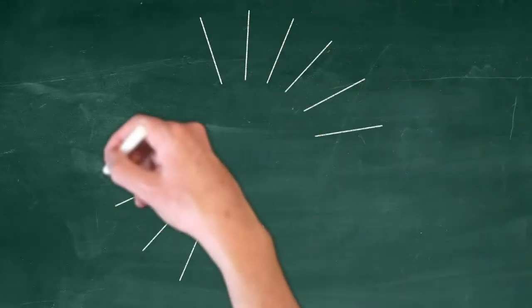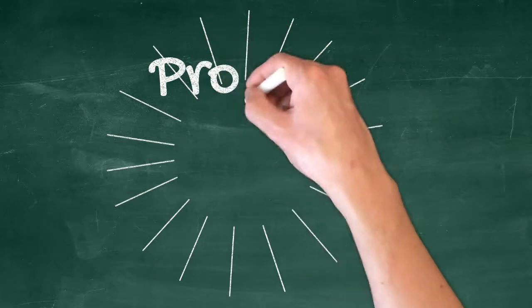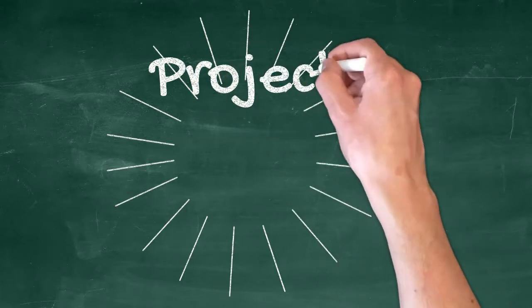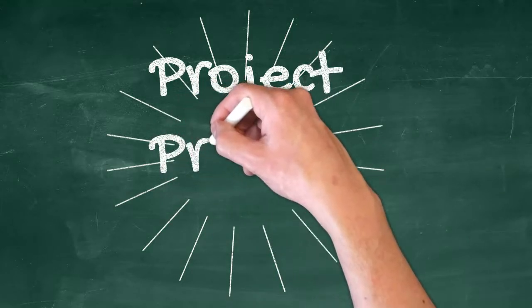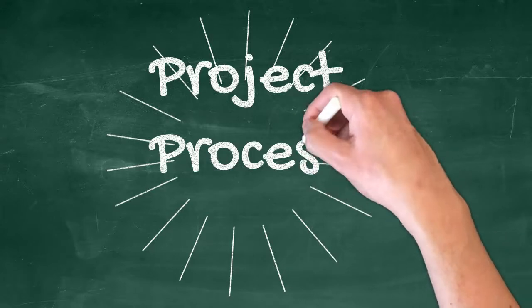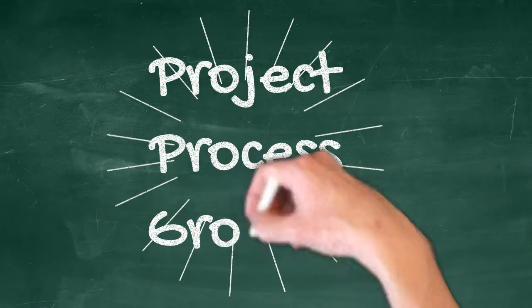So now, welcome to lesson 3. We're going to talk about the project processing groups. These are the 5 main phases that every project works through from start to finish. We're going to walk through each of these 5 phases to see what happens within a project, which will be the basis for the remainder of this course.